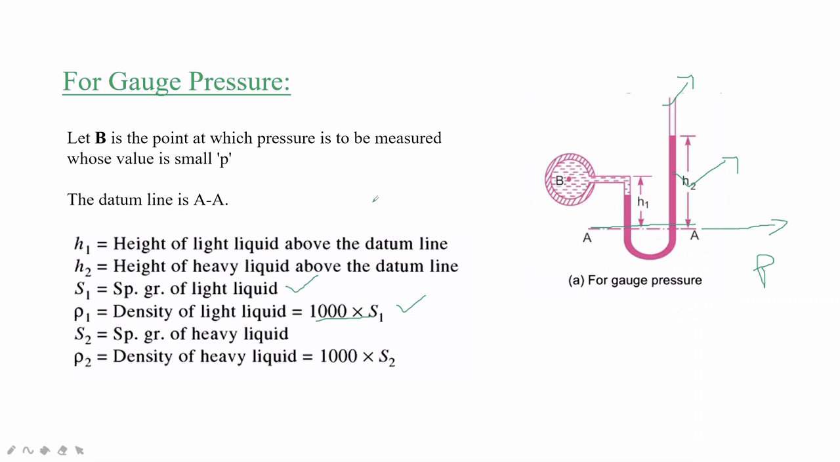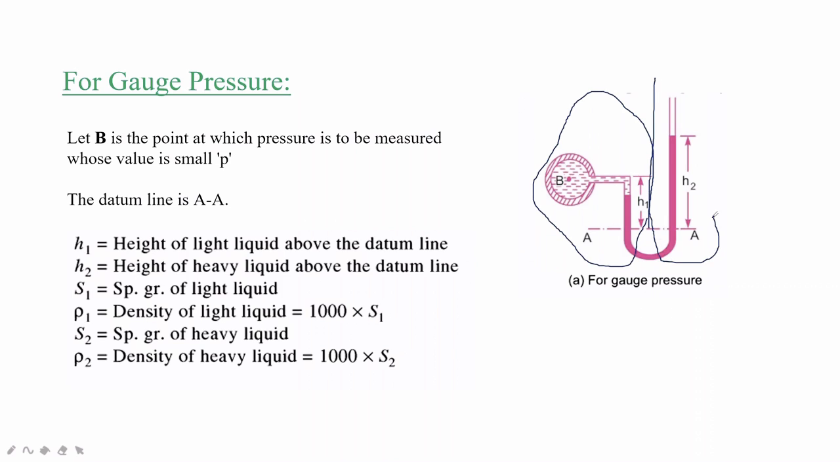Now, the pressure above the AA line in the left column. See here, this is the left column, and this is the right column. Wait, I'll erase it all. Okay. So we took a datum line, so at the surface the pressure will be the same. Hence the pressure above the horizontal datum line AA in the left column, this much, and the pressure above the datum line in the right column.